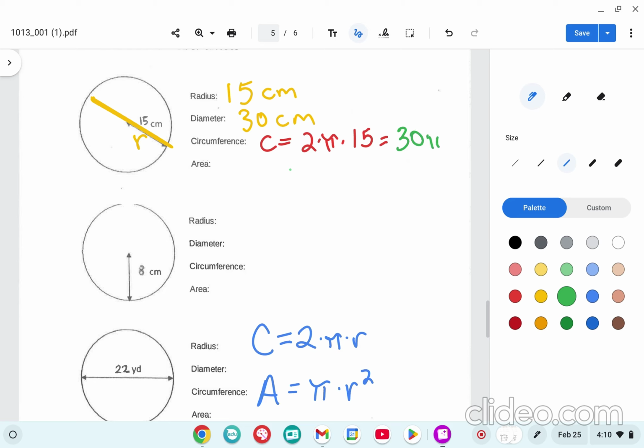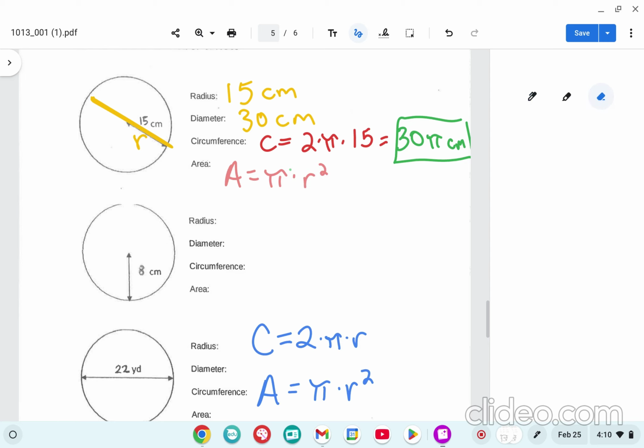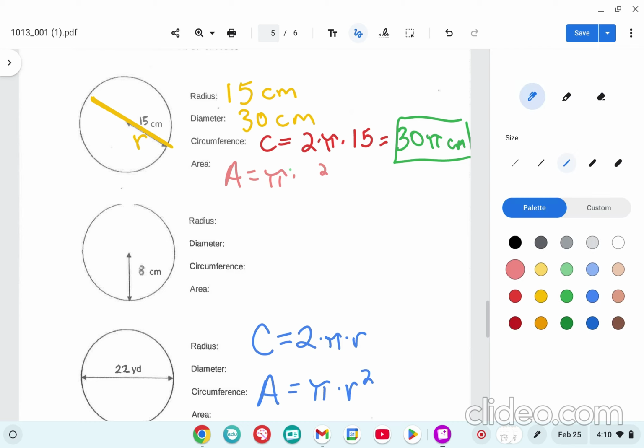Now the area formula is pi r squared. What's my radius? 15 again. So I'm going to put 15 where the radius goes, and then I'm going to do 15 times 15. 15 times 15 is 225 pi centimeters squared. Notice again, I'm not doing anything with pi. I'm just bringing it through to the end of the problem, as you can see here.